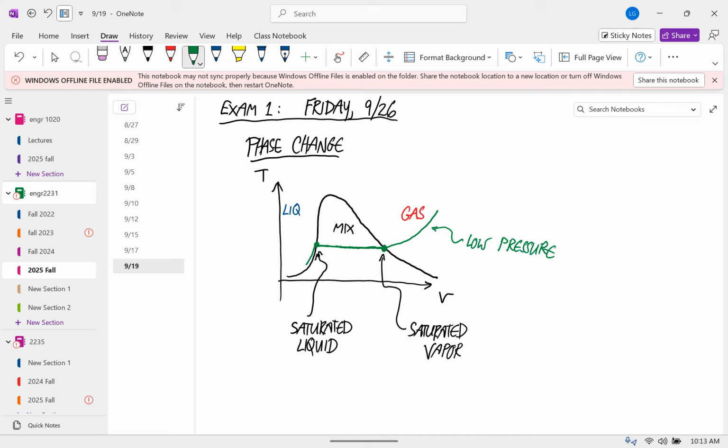For a higher pressure, it's the same. It's just up here. So this is for a high pressure.